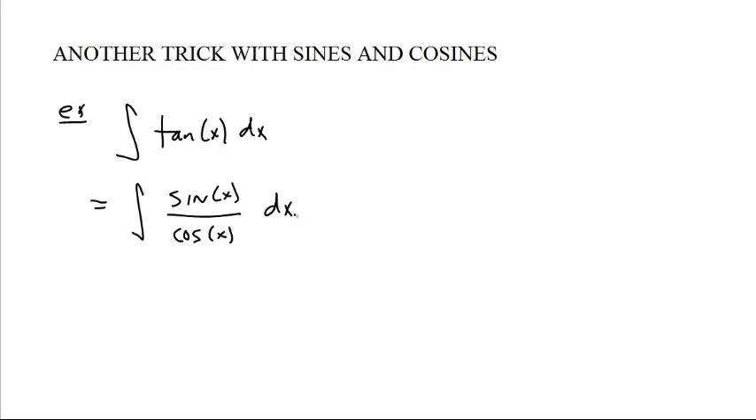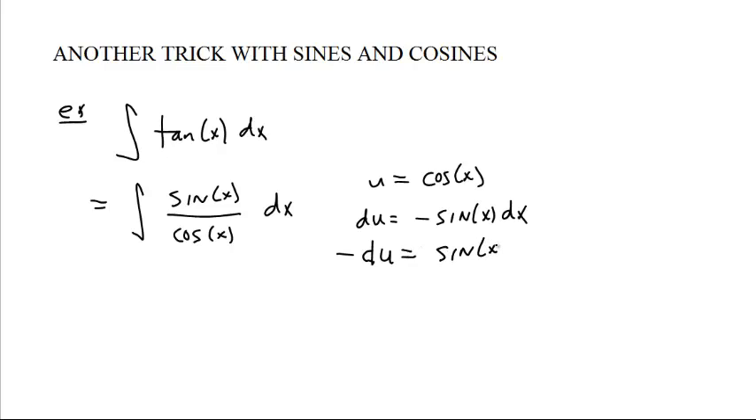Aha! And now you have sines and cosines to various powers. You have sine to the 1 power, cosine to the negative 1 power. Doesn't matter. One of them is to the 1 power. You can do u substitution. Set u equal to the one that's not to the 1 power. Du is negative sine of x dx. So negative du is sine of x dx, which is our numerator.